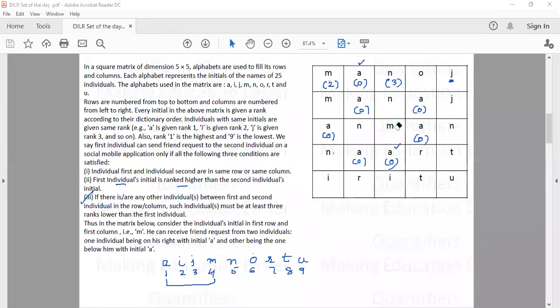Further, the next person is O, and this man O is ranked 6th. That means this N can send a request to O, as N is ranked higher. This A can send a request to O. J can also send the request to O, as J is ranked higher, and this A can also send the request to O. So this J, A, N, and this A, all these 4 people can send a request to O. So O will get 4 requests.